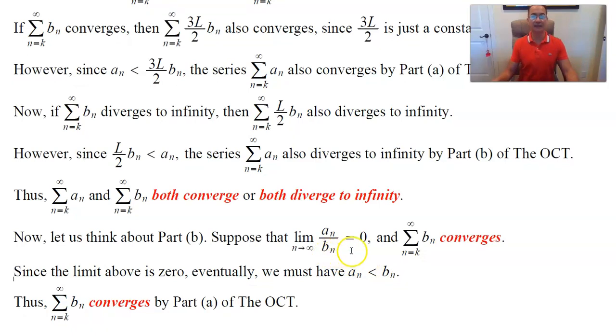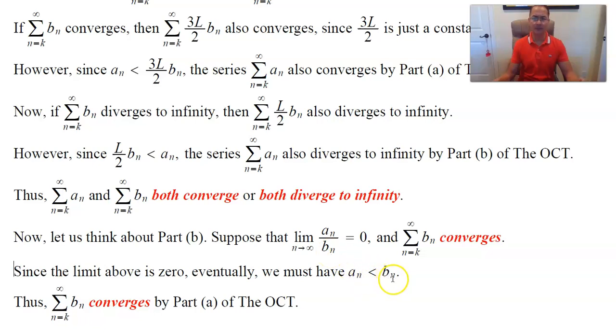Okay, so let's talk about part B. What if the limit of the quotient is now 0 and the series made from the denominators converges? Okay, well, this is much easier. If this limit is 0, that means that the fraction is eventually going to be smaller than 1, right? Which means that the numerator has to be smaller than the denominator. We have a fraction here. It's getting smaller and smaller. So therefore, the numerator must eventually be smaller than the denominator.